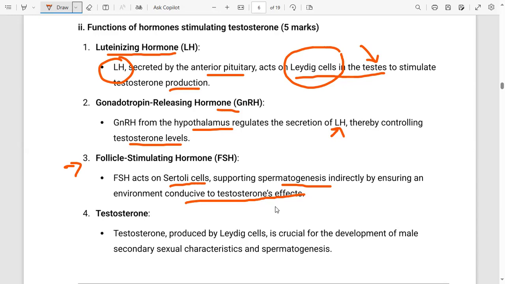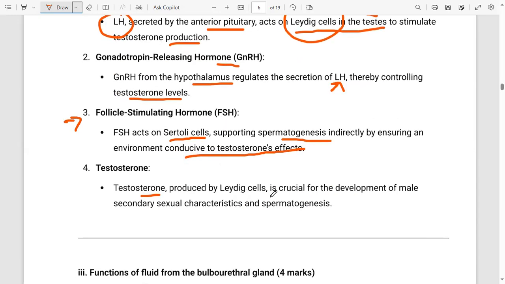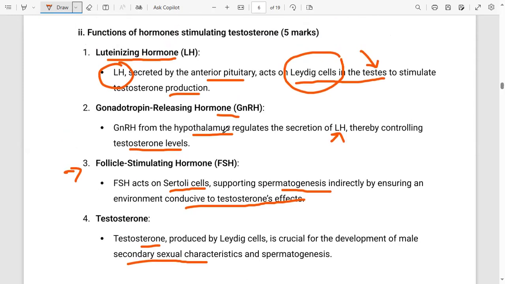And then the fourth one that stimulates the production of testosterone is testosterone itself. This testosterone that is produced by the Leydig cells is crucial for the development of male secondary sexual characteristics and spermatogenesis. So for those boys to start having broad chests, deep voices, the beards and everything, they need the testosterone. So these are the hormones that stimulate testosterone.